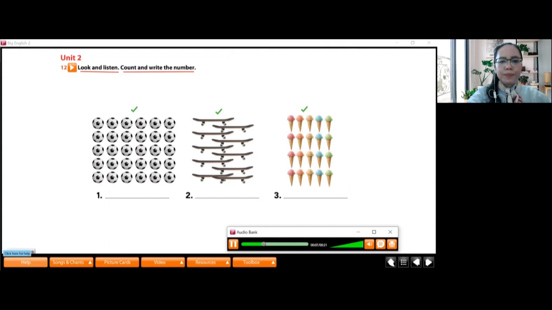Look and listen. Count and write the number. 1, How many balls are there? 2, How many skateboards are there? 3, How many ice cream cones are there?